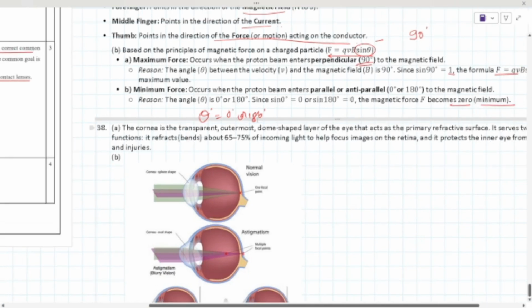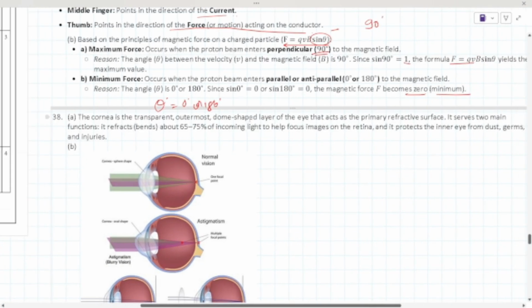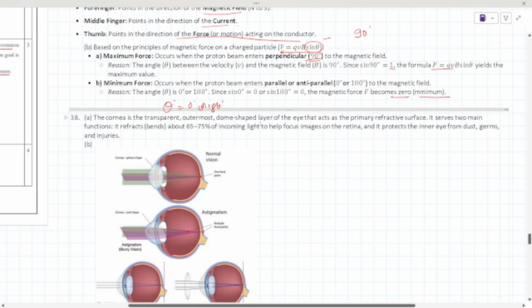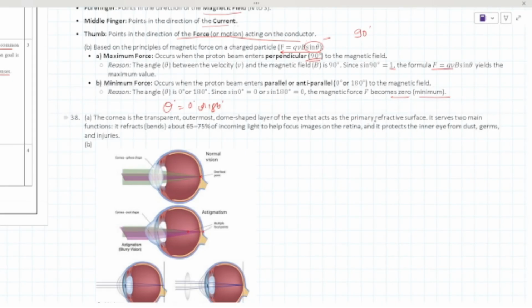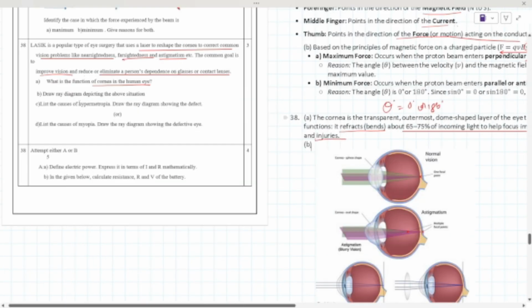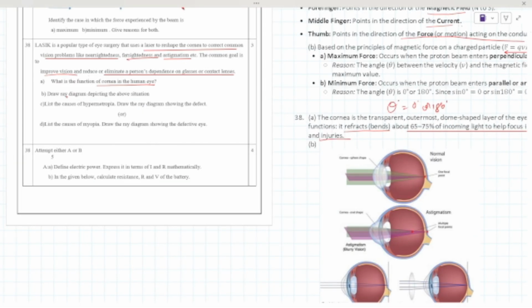Let's see, the cornea of the eye acts as the prime refracting surface and serves to bend about 65 to 70 percent of the light, right, to help focus on the retina, the point in the eye where the image comes. Okay.